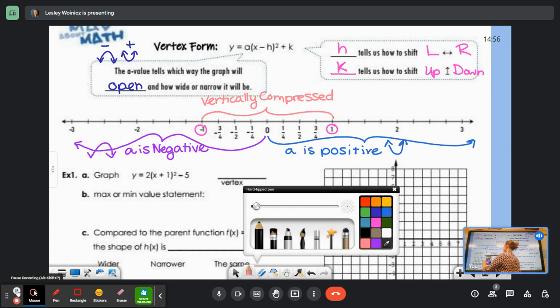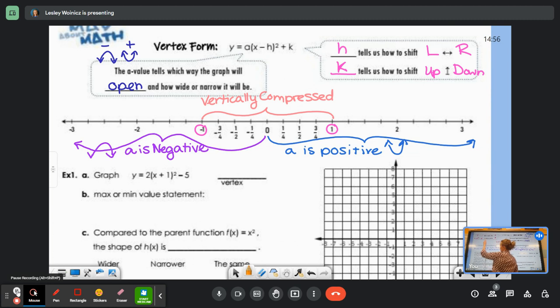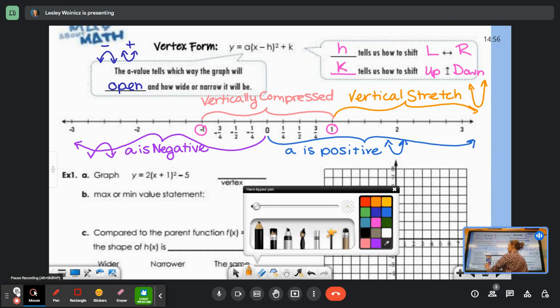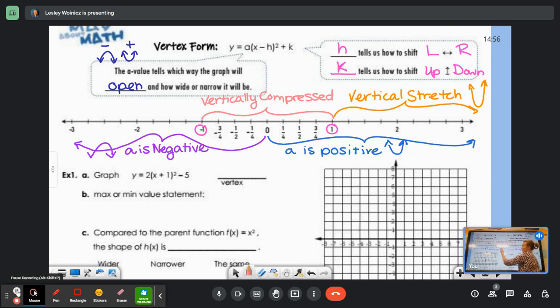Okay, what do you think is going to happen if we multiply by a number like 2 or 3? Vertically stretch. Yeah, we're going to have our vertical stretch. So not only is it vertically stretched, but our A is positive, so it's going to open up like a cup and have really steep sides. When it's vertically compressed and our A is positive, it'll open up like a cup, but it'll look flat, like a satellite dish. Okay, draw the pictures.